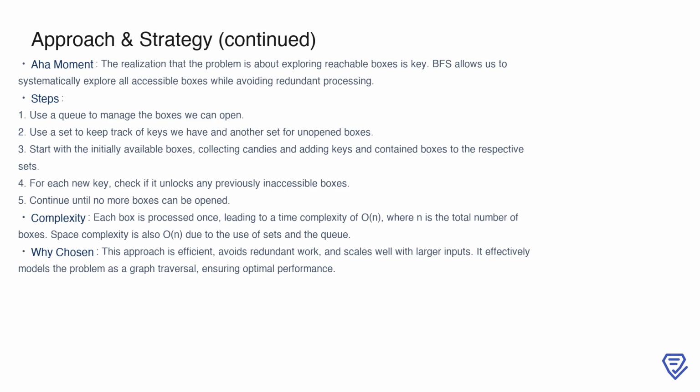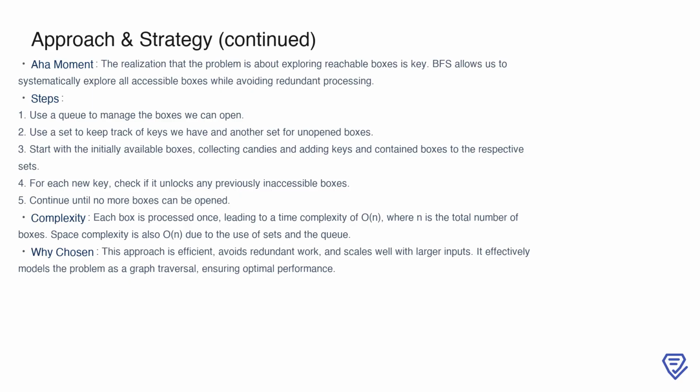Here's how we can implement it step by step. First, we'll use a queue to manage the boxes we can open, ensuring that we process them in a logical order. We'll also use two sets, one to keep track of the keys we currently have and another to store unopened boxes that we discover along the way. Initially, we start with the boxes that are already available to us, collecting their candies and adding any new keys and contained boxes to our respective sets.